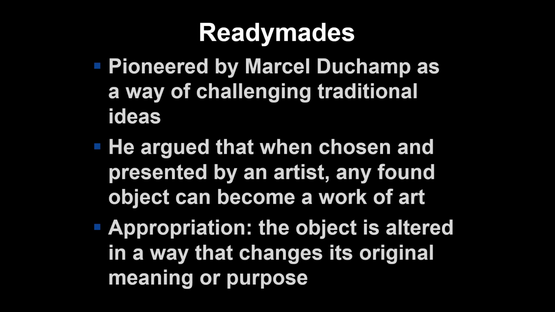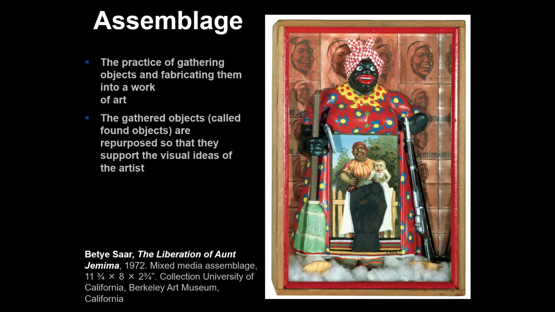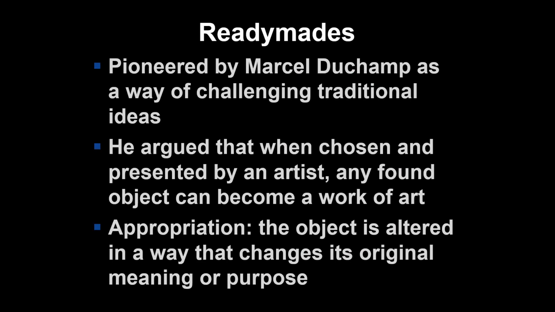So art isn't about how you make something, it's how it's presented. We use the term appropriation sometimes when the object is altered in a way that changes its original meaning or purpose. And that's what Betye Saar did with her image here, The Liberation of Aunt Jemima. She appropriated these images and gave them a new context.